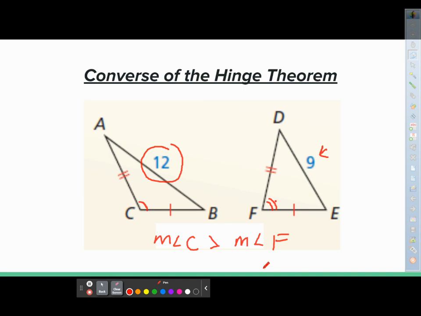So now instead of comparing each of the angles in one triangle, you're comparing two angles in two different triangles.